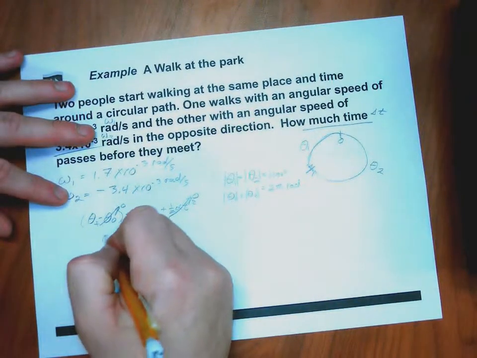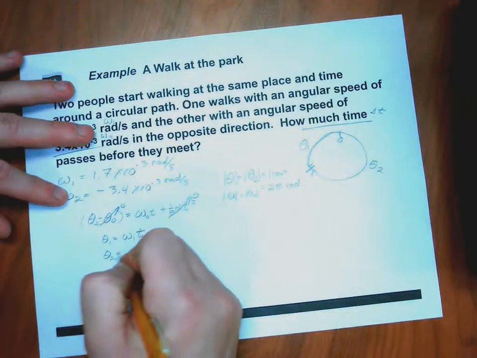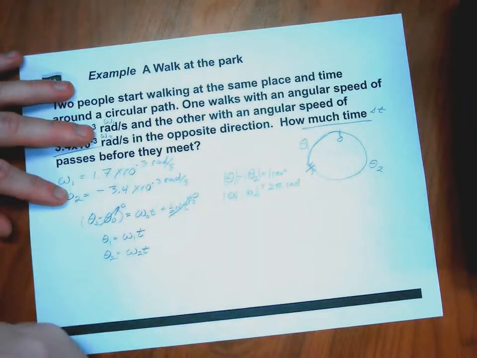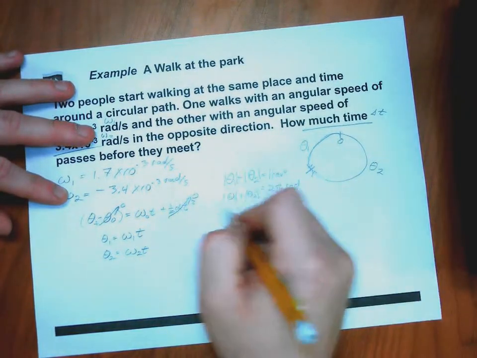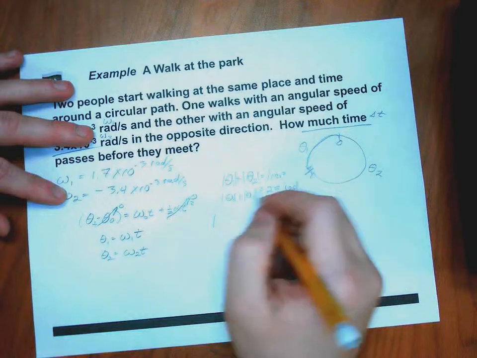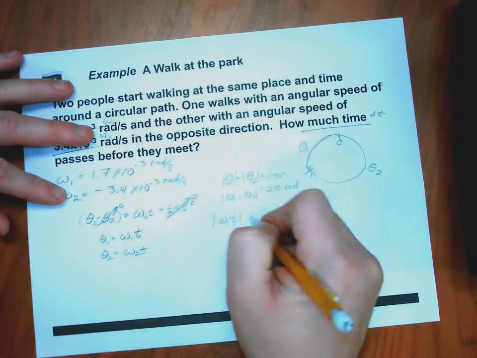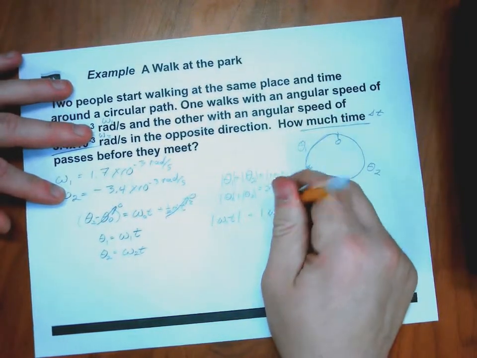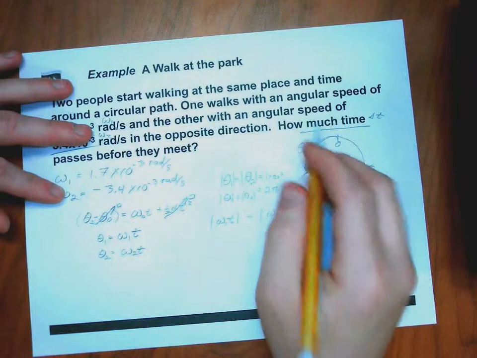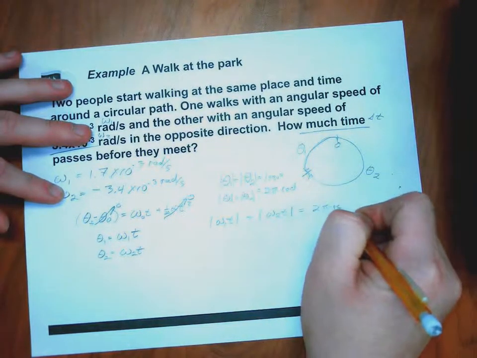So then, theta 1 equals omega 1 t, and theta 2 equals omega 2 t. So we can plug those in over here to this condition. So that means omega 1 t plus omega 2 t, whoops, not absolute value of each of those, is equal to 2 pi radians.